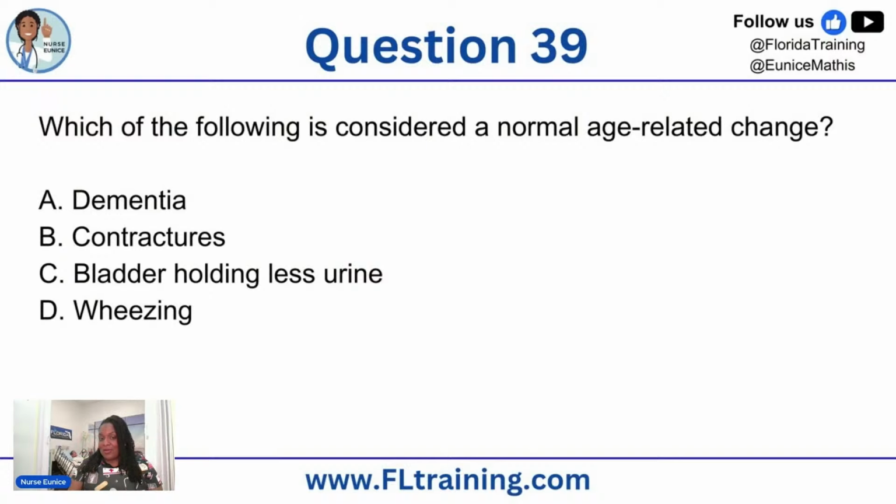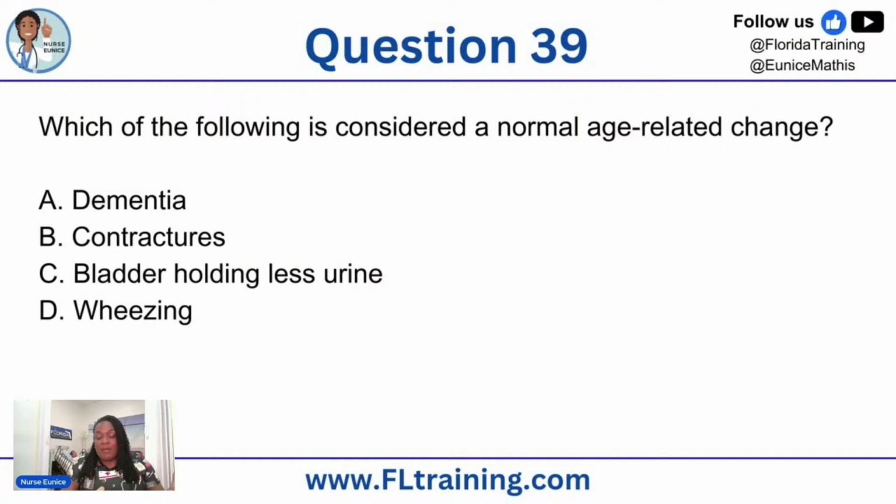Guess what the bladder is, everybody? The bladder is a muscle. And so if the muscle's weak, it's not going to hold as much urine. And that is why when they call you to go to the bathroom, you got to move fast. Otherwise, they're going to have an episode of incontinence.